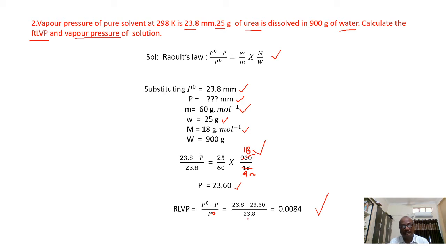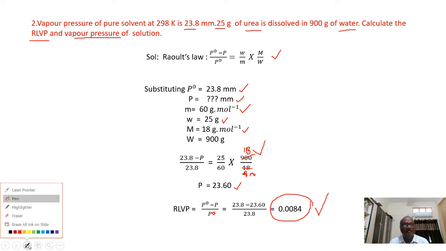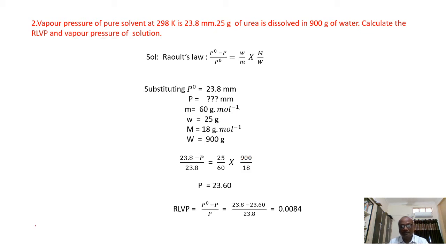So that RLVP formula is P naught minus P by P naught is equal to 23.8 minus 23.60 by 23.8. We get 0.0084. Do you know what is the 0.0084? Can you guess? It is nothing but RLVP, or this is nothing but mole fraction of solute. So 0.0084 is the mole fraction of solute, or it is RLVP, because according to Raoult's law, RLVP is exactly equal to mole fraction of solute. Okay, these are the few problems we have solved on Raoult's law.